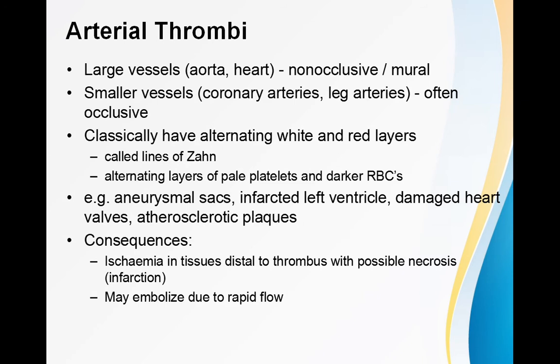Arterial thrombi. Large vessels, like the aorta and heart, have non-occlusive or mural thrombi. Smaller vessels, like coronary arteries and leg arteries, are often occluded, and classically have alternating white and red layers called lines of Zahn. Alternating layers of pale platelets and darker RBCs occur in aneurysmal sacs, infected left ventricle, damaged heart valves, atherosclerotic plaques. Consequences: ischemia in tissues distal to the thrombus with possible necrosis. May embolize due to rapid flow.